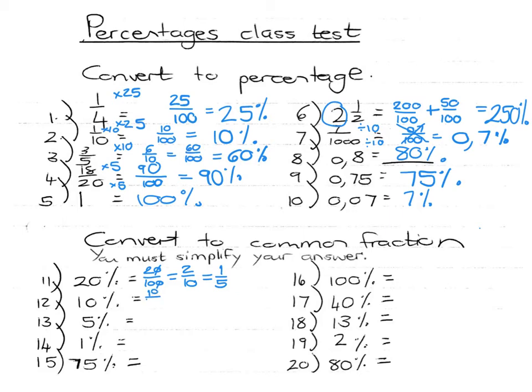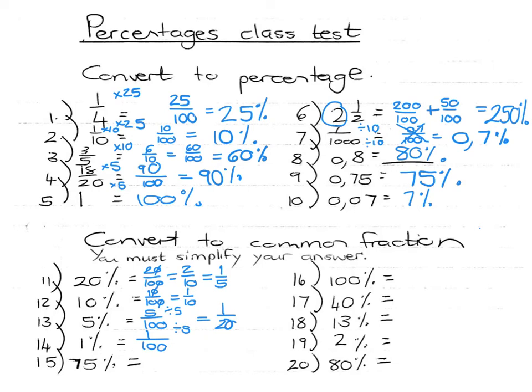10 out of 100 I can take a 0 away at the top and the bottom. That means I'm dividing them both by 10. That gives me 1 out of 10. Next, I've got 5 out of 100, and they can both divide by 5. And that will give me 1 out of 20. If I simplify that, 1% is 1 out of 100, and obviously that can't change any further.